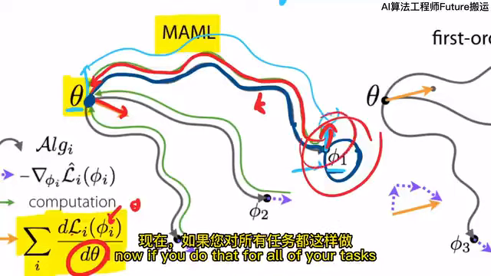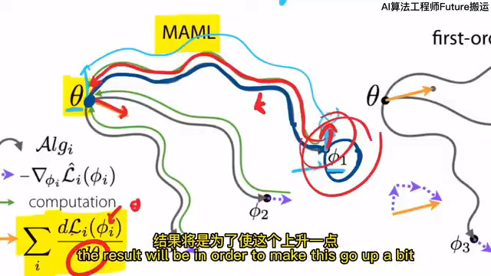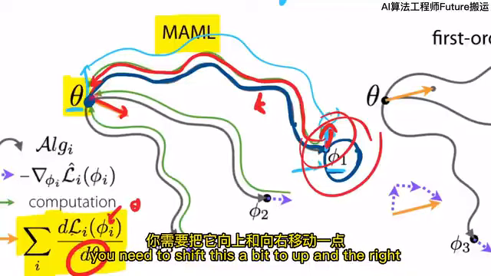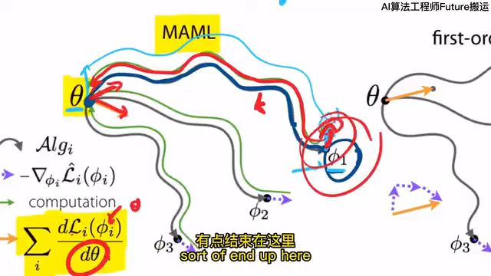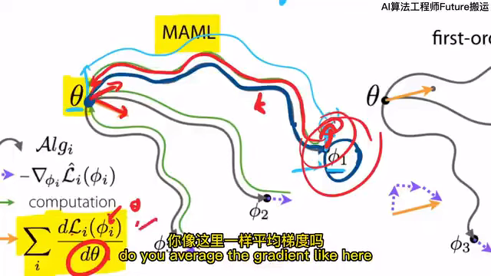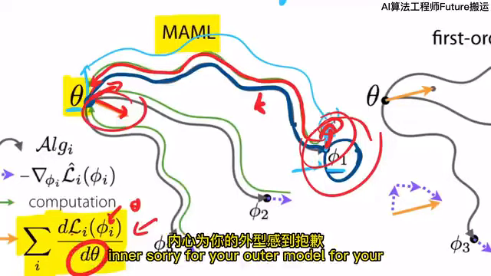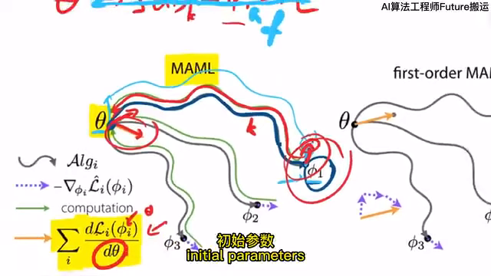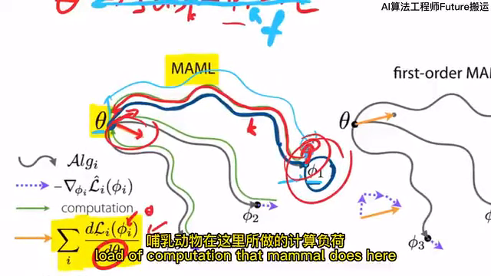Now, if you do that for all of your tasks, then finally you can decide. So maybe for task 1 here, the result will be, in order to make this go up a bit, you need to shift this a bit up and to the right, because then gradient descent will end up here. And you do this for all tasks, and you average the gradient like here. Then you can come up with a final gradient for your outer model, for your initial parameters. So this is a big load of computation that MAML does here.